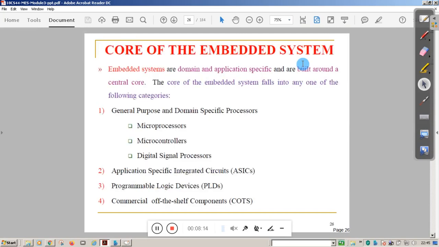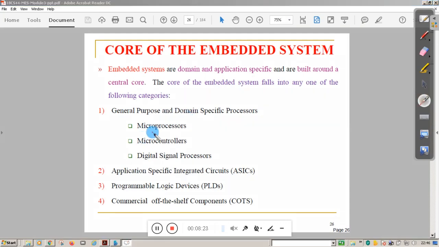Now we will discuss one by one the core of the embedded system. First we'll see the controller. The controller can be, as I said, a microprocessor, microcontroller, digital signal processor, IC, programmable logic device, or sometimes commercial off the shelf components, COTS. So these are the different types of controllers used here.